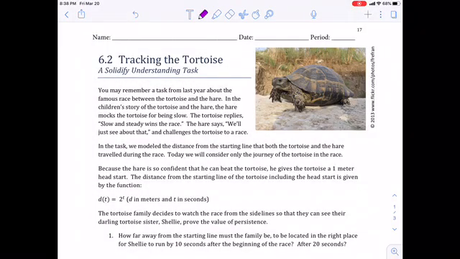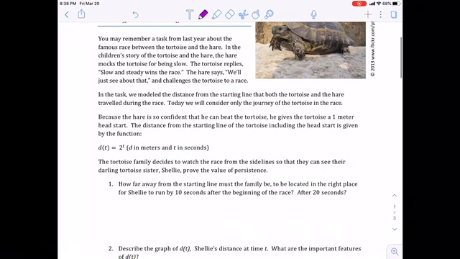All right, so hopefully you've gone ahead and tried this assignment on your own, but now we're going to talk about it. So it starts out with this story about the tortoise and the hare. And the part that you're really interested in is this equation right here, which tells us that the distance of our tortoise at any given time follows this equation.